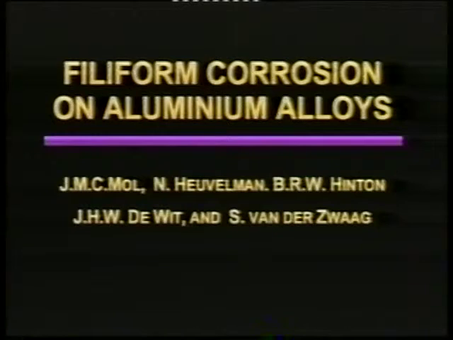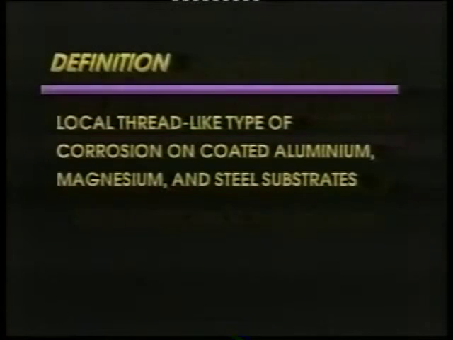This video will give a short description of filiform corrosion and the mechanism through which it develops and propagates. Filiform corrosion is a localized thread-like type of corrosion which occurs on painted aluminium, magnesium, and steel structures.